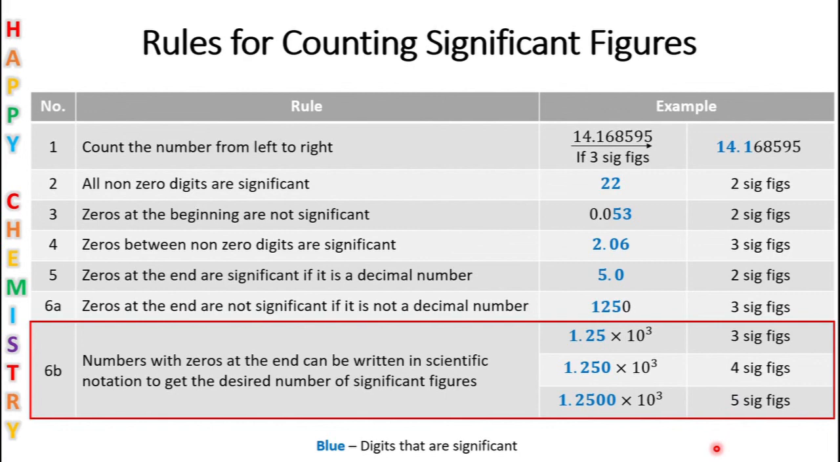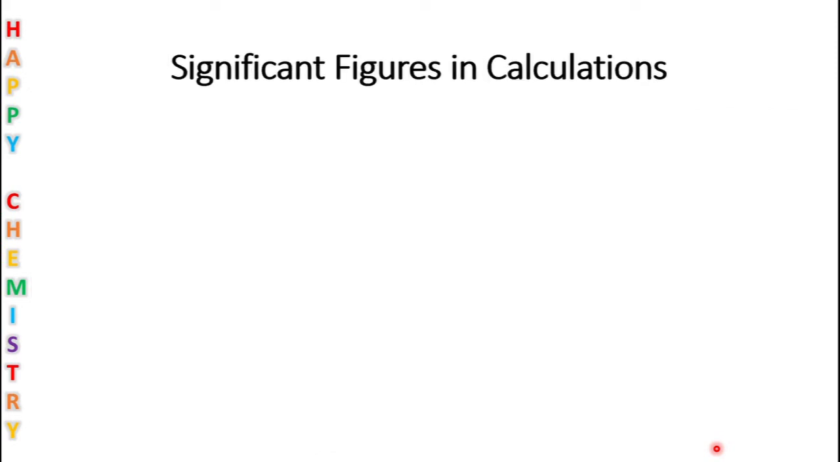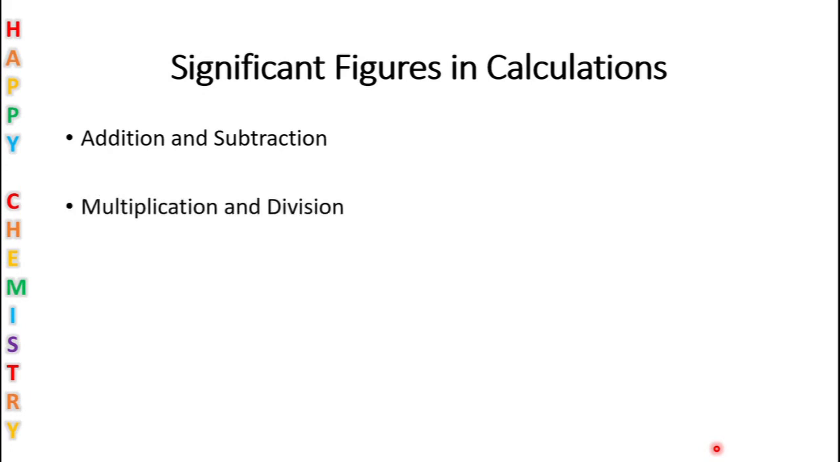These are the 6 rules of counting significant figures. It is a very important aspect of the significant figures concept. Now let's see how to use significant figures in calculations. There are 3 types of calculations: addition and subtraction, multiplication and division, logarithm and antilogarithm. However, before performing any of these arithmetic functions, there is another important aspect that needs to be learned.